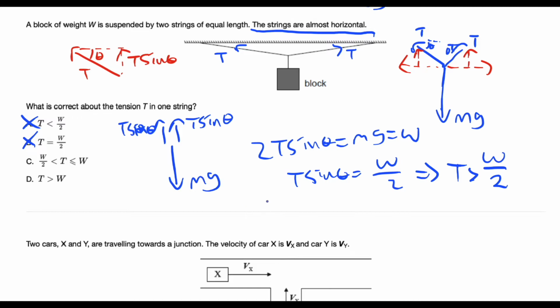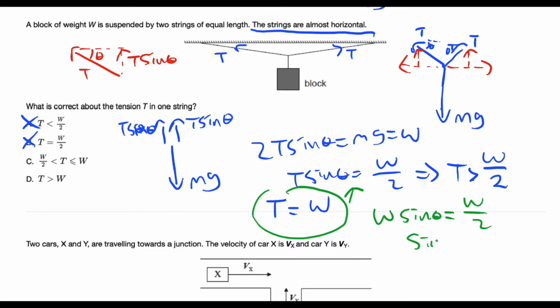So what I do is I said if tension is equal to weight, what's gonna happen? If tension is equal to weight, then I will plug this into this equation here. So weight times sine theta is gonna be equal to weight over 2. Then sine theta is gonna be equal to 1 over 2. Then theta is gonna be equal to 30 degrees. And since the strings are almost horizontal, it cannot be 30 degrees because 30 degrees is way too large. So the only option we have here is D. So this problem is a little bit tricky.